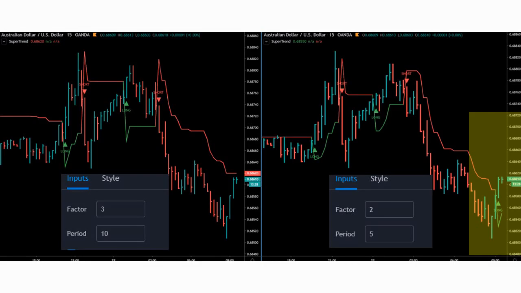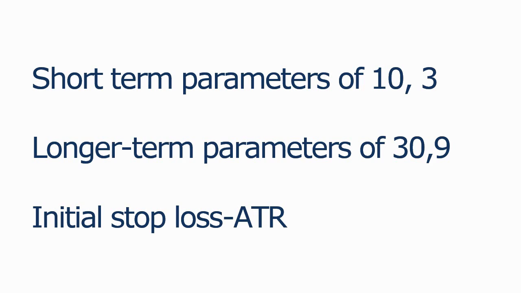So I'm going to give you a little bit of a strategy that you can test out. And for this, we're going to use two Supertrend indicators. So the first one is going to be the short-term one, and we're going to use the basic parameters of 10 and 3.